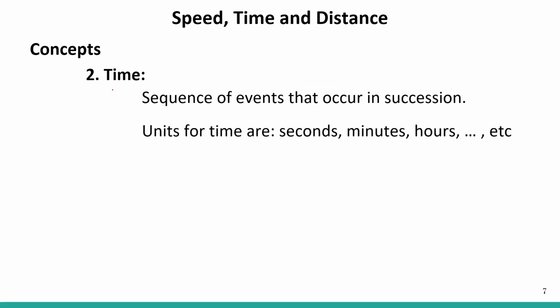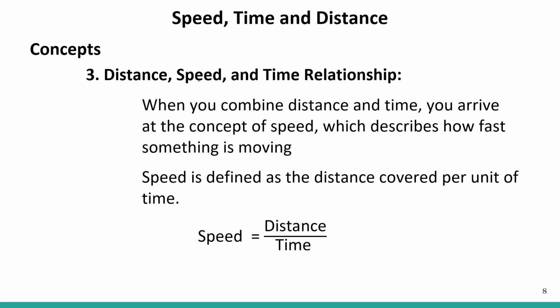Let's go forward with the second concept, that is time. Time is a sequence of events that occur in succession. Units for time are seconds, minutes and hours, etc. We also denote time in days, weeks, years, and in astronomical years.